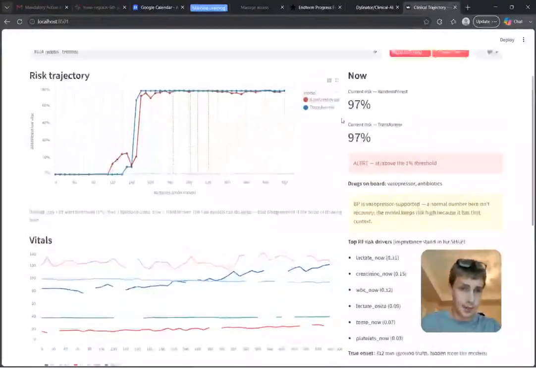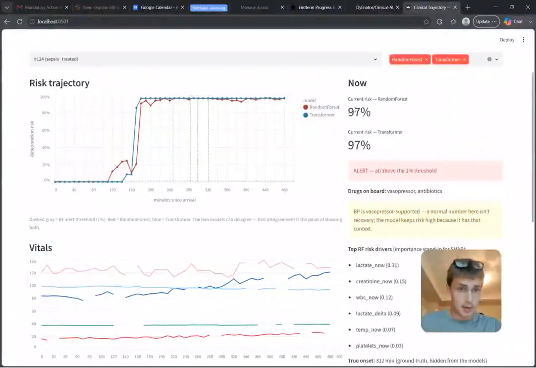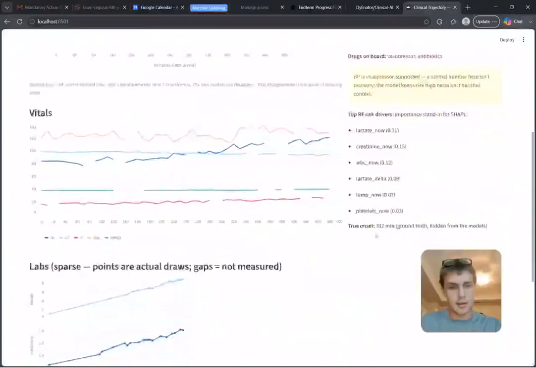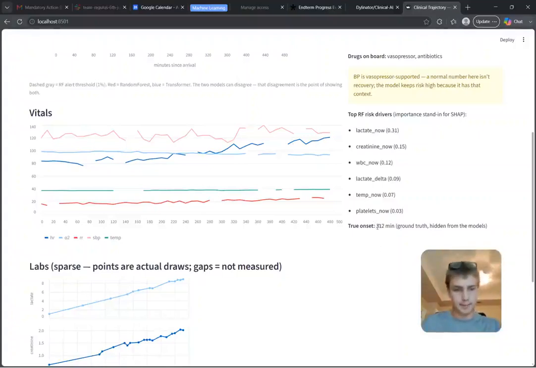Now, this is where you'll see the prediction percentage. So the risk of sepsis is 97% in this patient. Down here, you can see that this is when they will start deteriorating. So their organs will start failing, right?